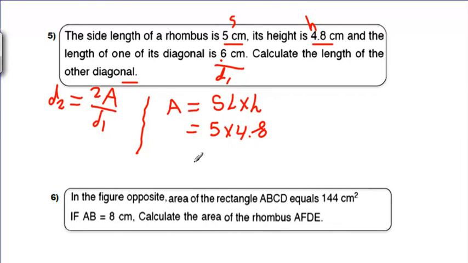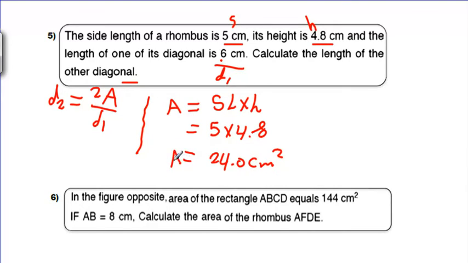4.8. By using your calculator you will get what? 5 times 8 equals 40, 0 and carry 4. 5 times 4 equals 20 and 4 is 24. And put the point after one digit. So the result will be 24 centimeters squared.